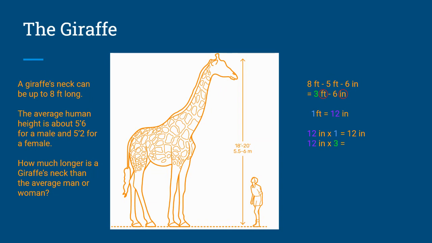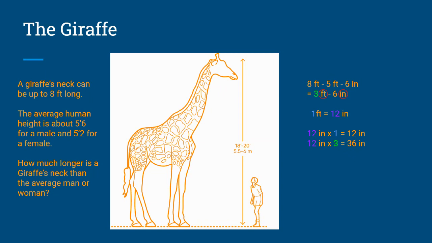Now, we're going to take that 12 inches and multiply it times what? Times 3. Now, why would we do that? Well, notice that both 3's are colored the same color because that's where we're getting our 3 from. We have 3 feet. So we're going to multiply 12 inches, which is the measurement for 1 foot. That's our conversion for 1 foot. Now we want 3 of those because we have 3 feet. And that gives us 36 inches.